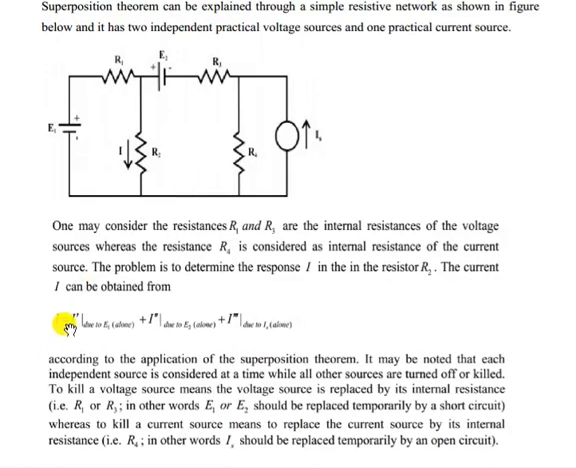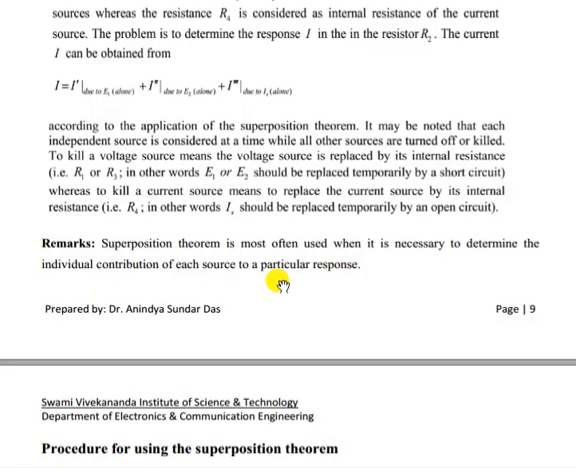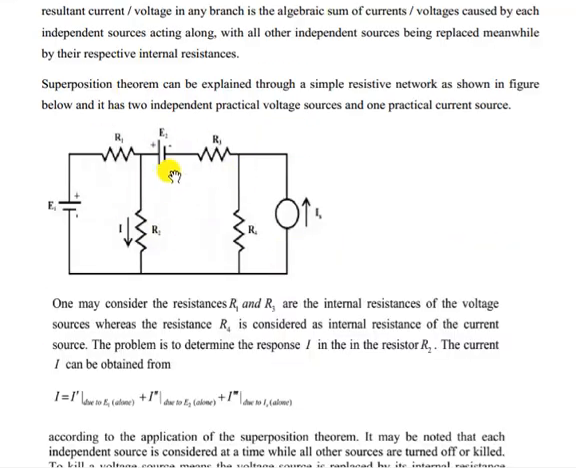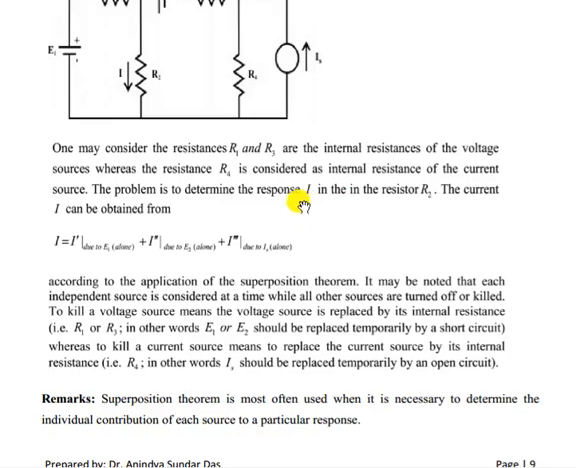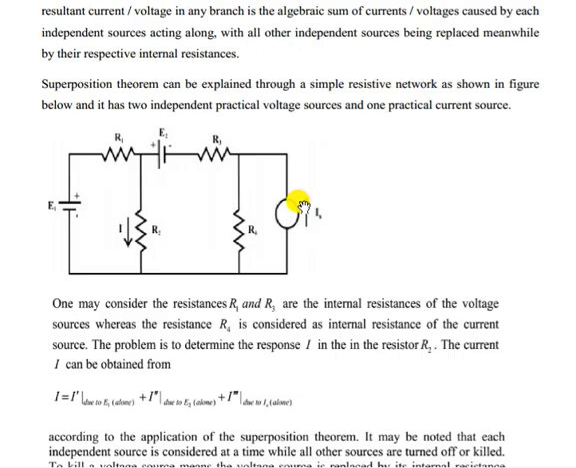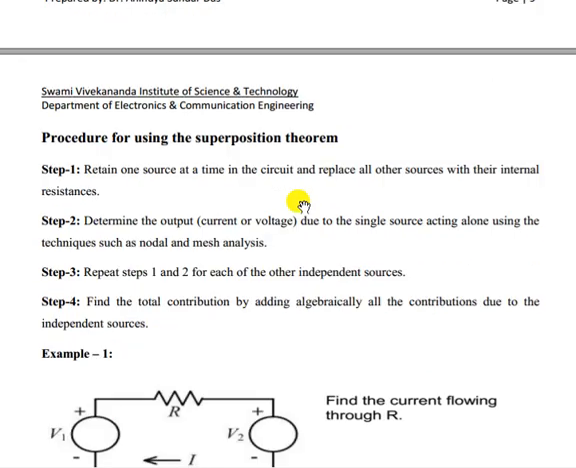So this is it: I equals, say, I prime due to E1 alone, plus I double prime, another current value due to E2 alone, plus I triple prime due to this current source alone. Okay. Now if we have dependent sources here, then what happens? A dependent source we cannot deactivate; that will remain intact. We cannot touch a dependent source because its value depends on some other parameter of the circuit.